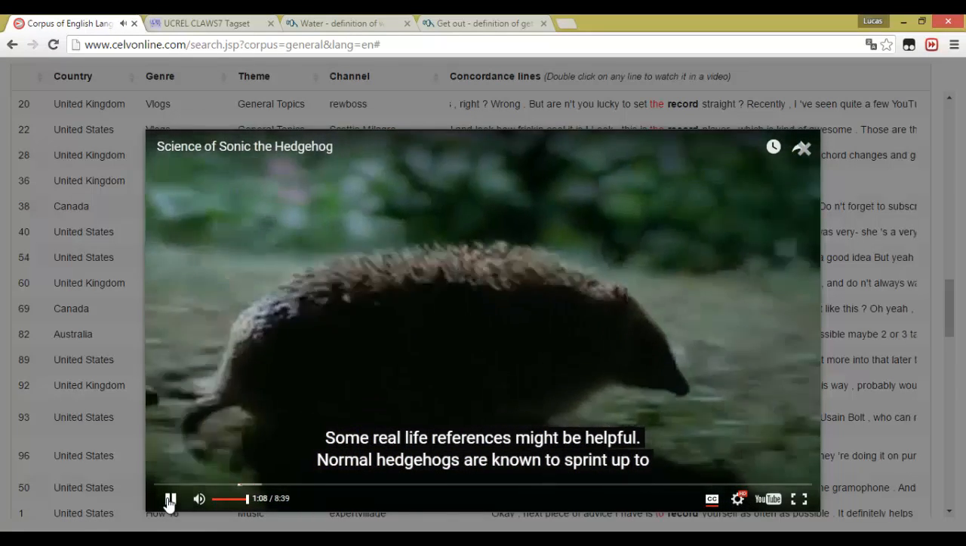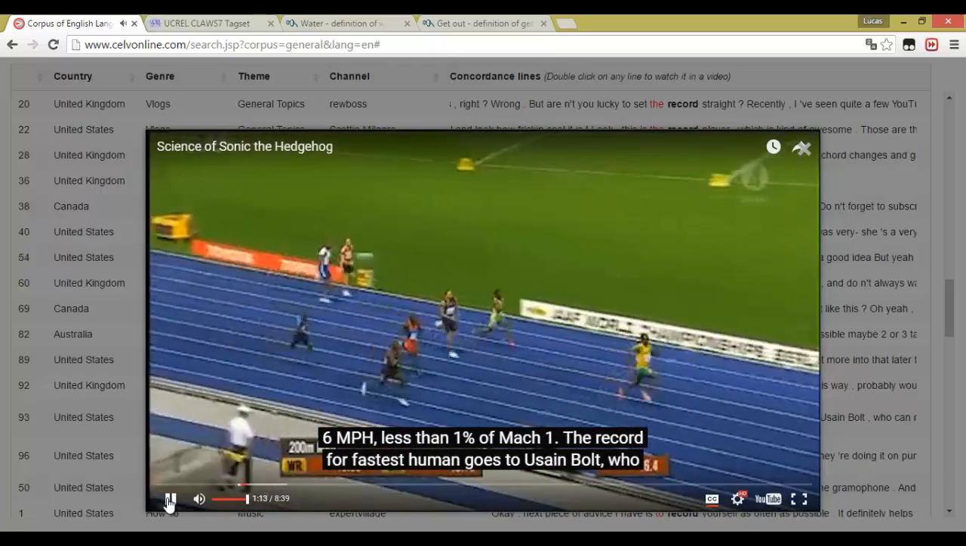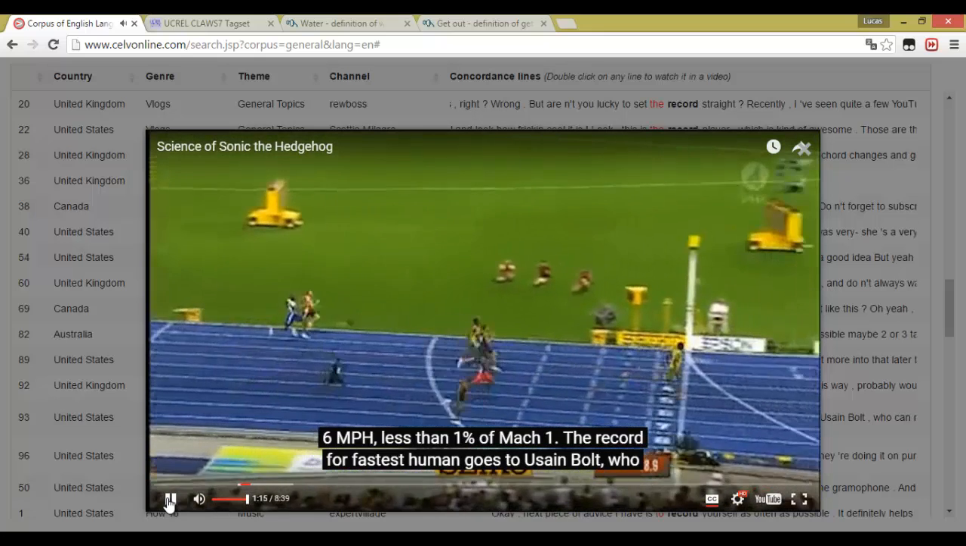Normal hedgehogs are known to sprint up to 6 miles per hour, less than 1% of Mach 1. The record for fastest human goes to Usain Bolt.